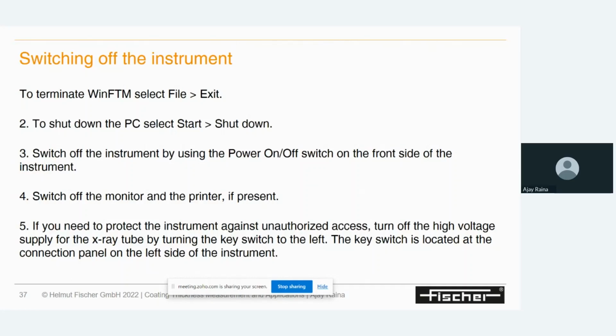And there is a key for safety purposes, in case you don't want any unauthorized person to switch on or switch off the instrument. So you can switch off that key and take it off from the panel, and there is no unauthorized access, so that no one can interrupt or unnecessarily switch on or switch off the instruments.